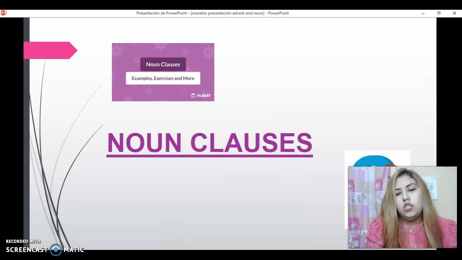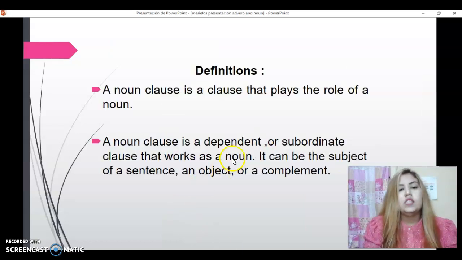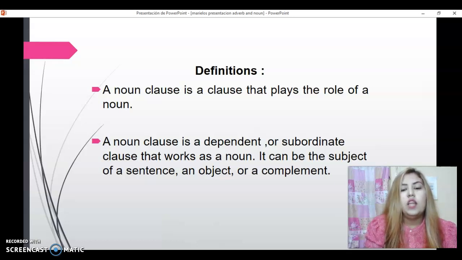So now let's see what noun clauses are. Okay, a noun clause is a clause that plays the role of a noun. And also a noun clause is a dependent or subordinate clause that works as a noun, and it can be the subject of a sentence, an object, or a complement. Okay, and also those noun clauses are called subordinate clauses.